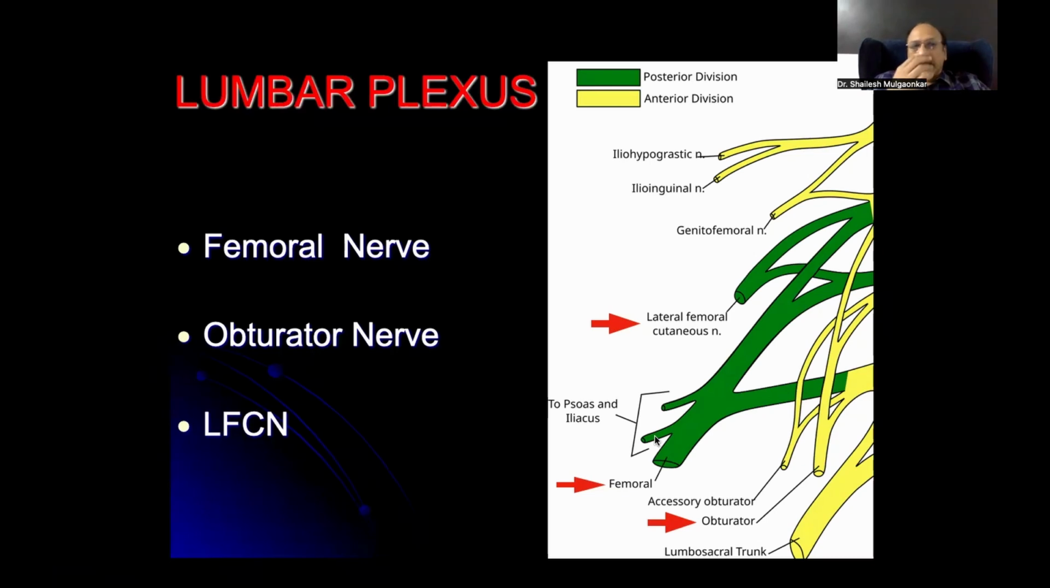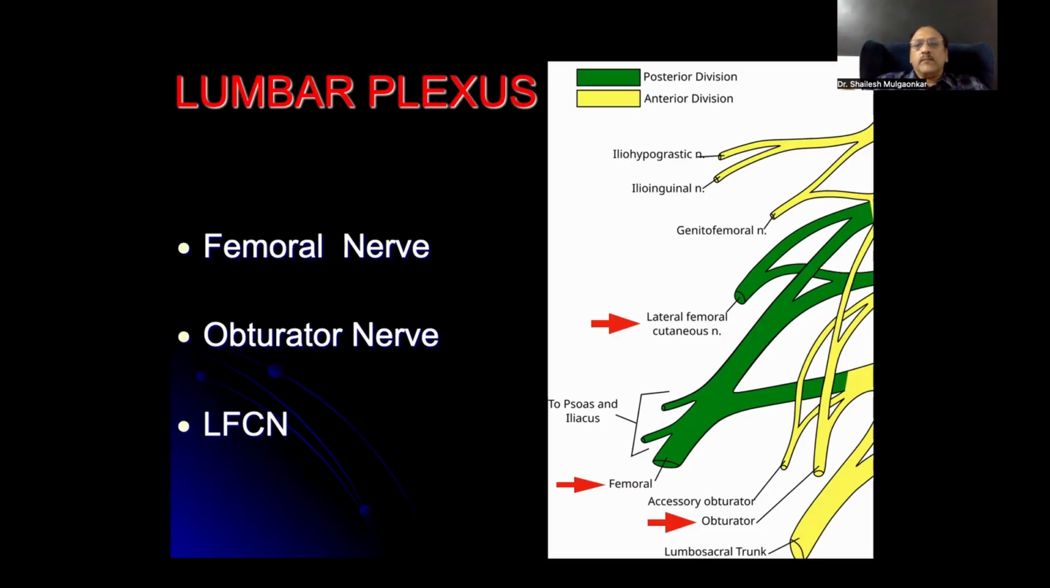Now, let us start with the anatomy of the lumbar plexus. As you all know, the lumbar plexus is formed by the ventral rami of L1, L2, L3, and L4, and contributions from T12, which is prefix, and L5, which is postfix. And it is situated in the posterior part of the psoas muscle.